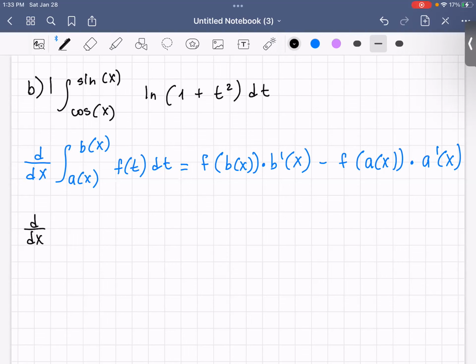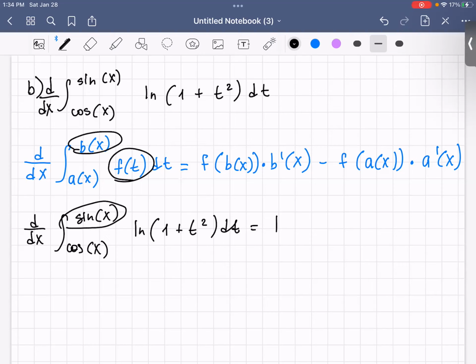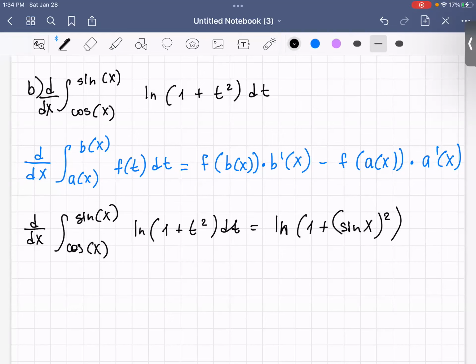d/dx, sorry, this was supposed to be here, of the integral from cos x to sine x of ln of 1 plus t squared dt is equal to, we're going to plug b of x into f of t. So f of t is this thing. So we're going to plug it in, ln of 1 plus sine of x, squared. So when we're plugging it into ln of t, we're only plugging it into the t, and 1 stays because 1 is a part of the function and t is a variable, and we're only plugging it into the variable.